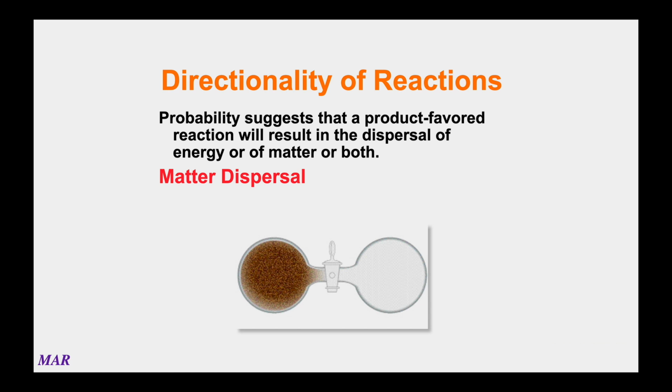This is an example of matter dispersal. You're starting with a concentrated matter source, i.e. the gas is just on the left side. You open it up, the gas distributes evenly over both bulbs. So this would be in the probability of spontaneous reactions. This would be a very likely candidate for a reaction which is going to occur. You expect the molecules of gas on the left to distribute evenly on both the left and the right. This is an example of matter dispersal. And if you can have matter dispersal, concentrated matter going to more distributed matter, you have a higher likelihood of your reaction occurring, being spontaneous.